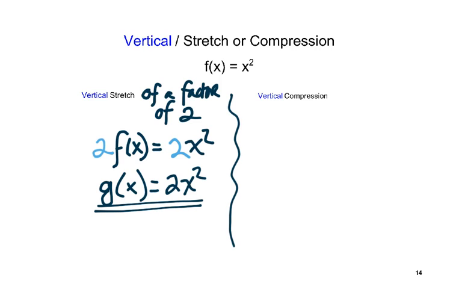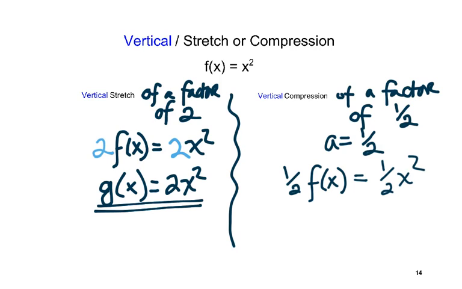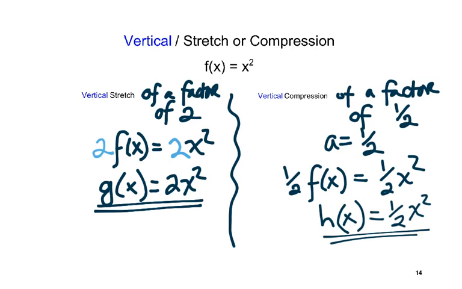And similarly, if we do a vertical compression of a factor of 1/2, well, our a value is just going to equal 1/2, and we are going to multiply 1/2 times f of x, which will equal 1/2 times x squared. So maybe we have a new function called h of x, which is a vertical compression of a factor of 1/2, and that's what it should look like, just like that.